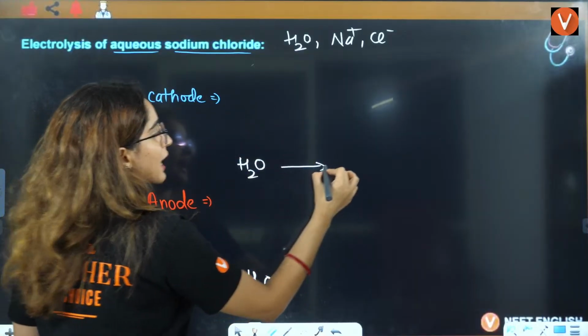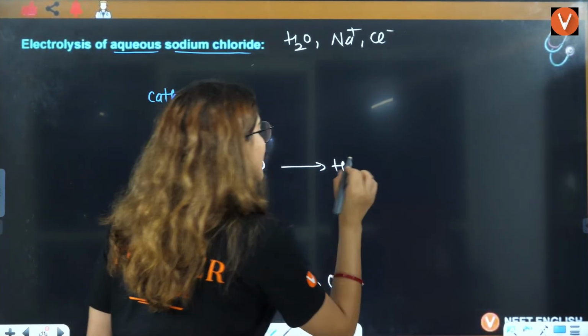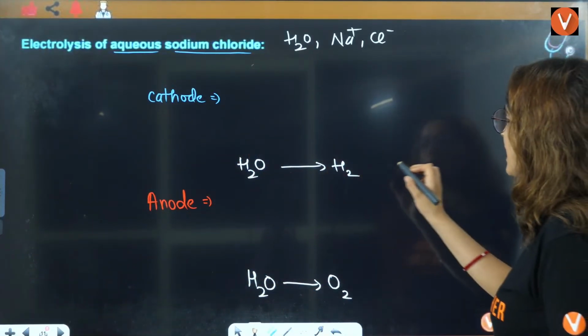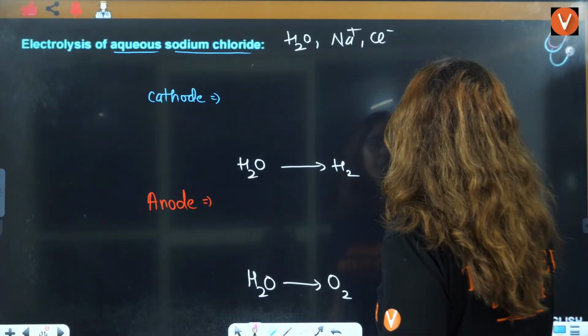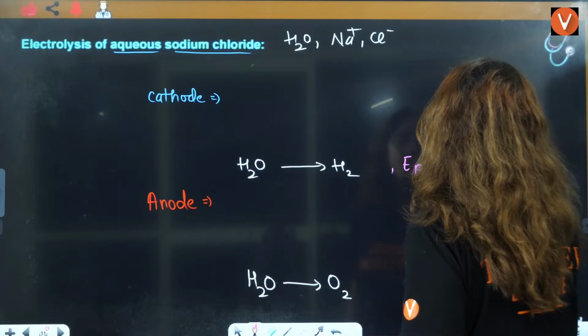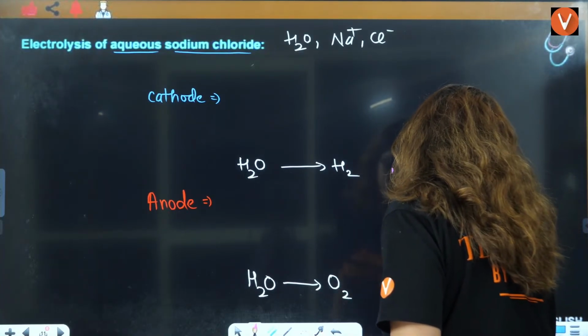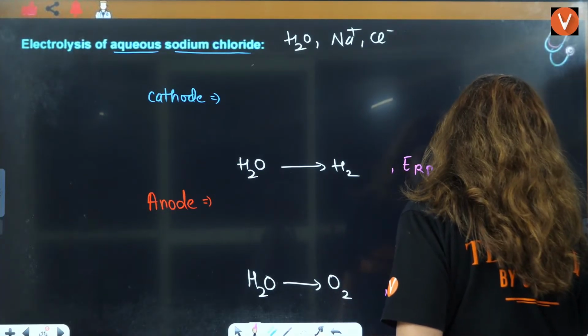On the cathode side, water is converted to H2. At the anode, water is converted to O2. I am not writing the full-fledged reaction; that is not important for you, right? Now, the reduction potential here is minus 0.83. Here, the oxidation potential is minus 1.46.